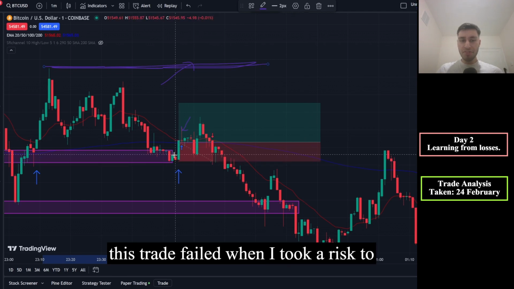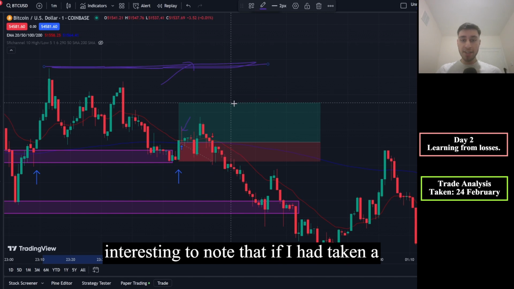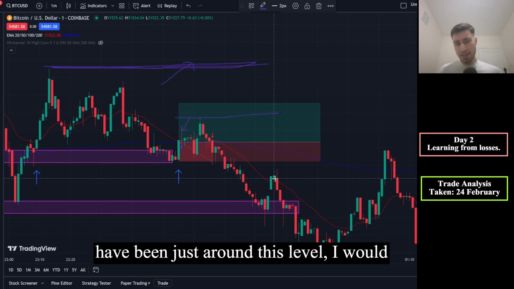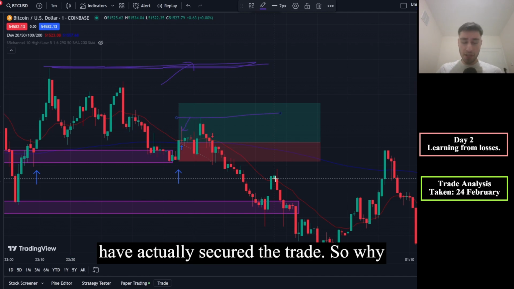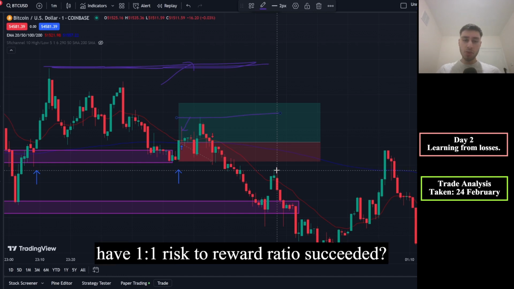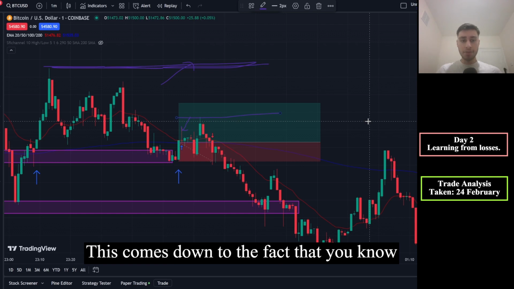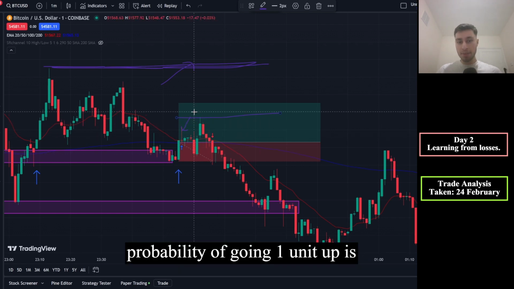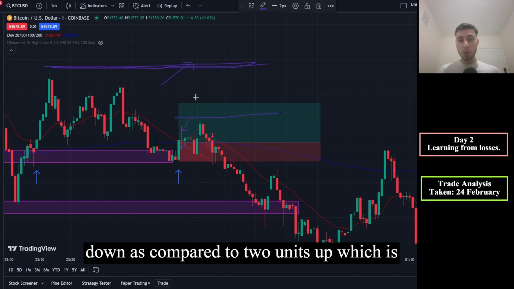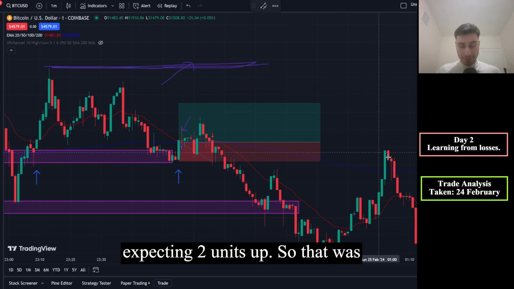So this trade failed when I took a risk to reward ratio of 2:1. However, it's interesting to note that if I had taken a risk to reward ratio of 1:1, which would have been just around this level, I would have actually secured the trade. So why did 2:1 fail, and why would 1:1 have succeeded? This comes down to the fact that the probability of going 1 unit up is relatively similar to going 1 unit down, as compared to 2 units up, which is a little bit less probable because you're expecting 2 units up.